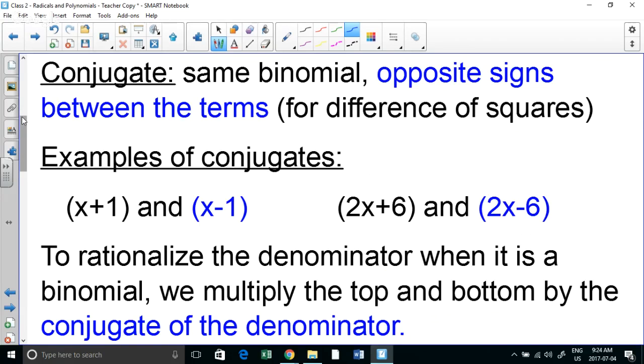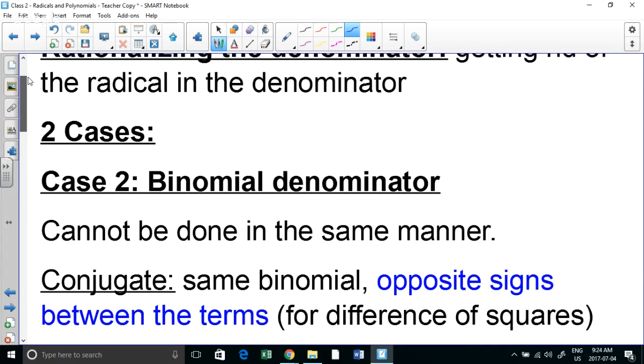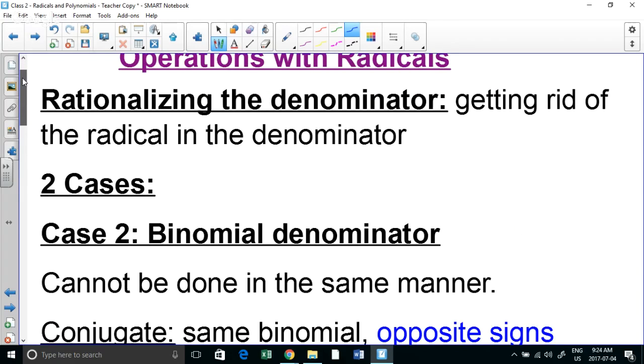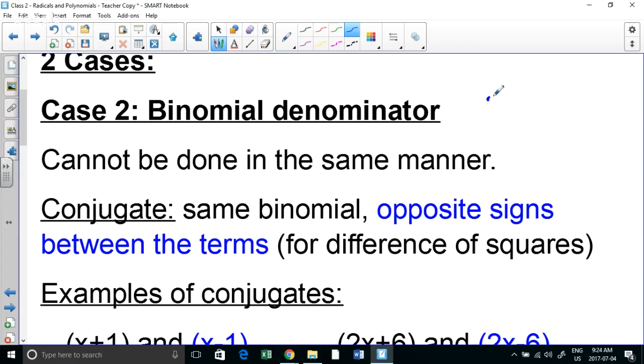All right, let's take a quick look at this. So again, we're rationalizing the denominator. So we're doing the same thing. We're getting rid of a root that is in the denominator. But the second case of this is when you have a binomial denominator, meaning that you have something like this. 2 terms in the denominator. If you try to do this the other way, you're just going to keep getting a radical over and over and over and over. You could do this all day and you're never going to fix your problem. So we do something else.